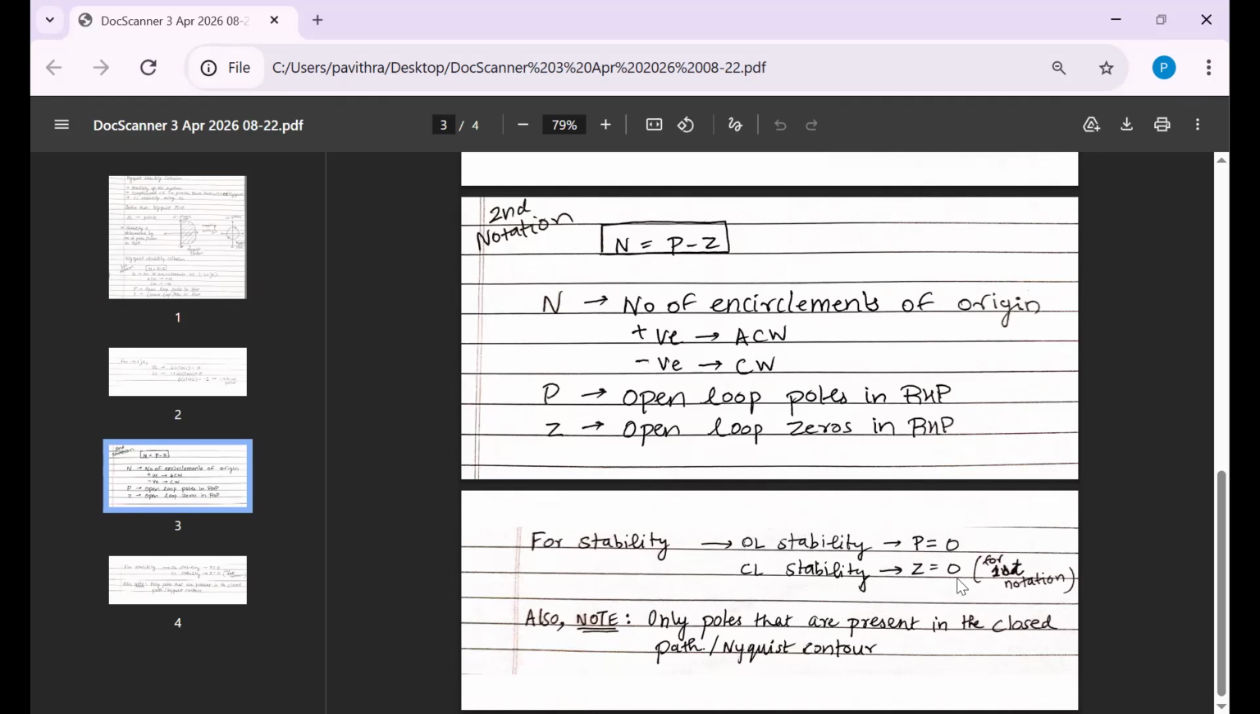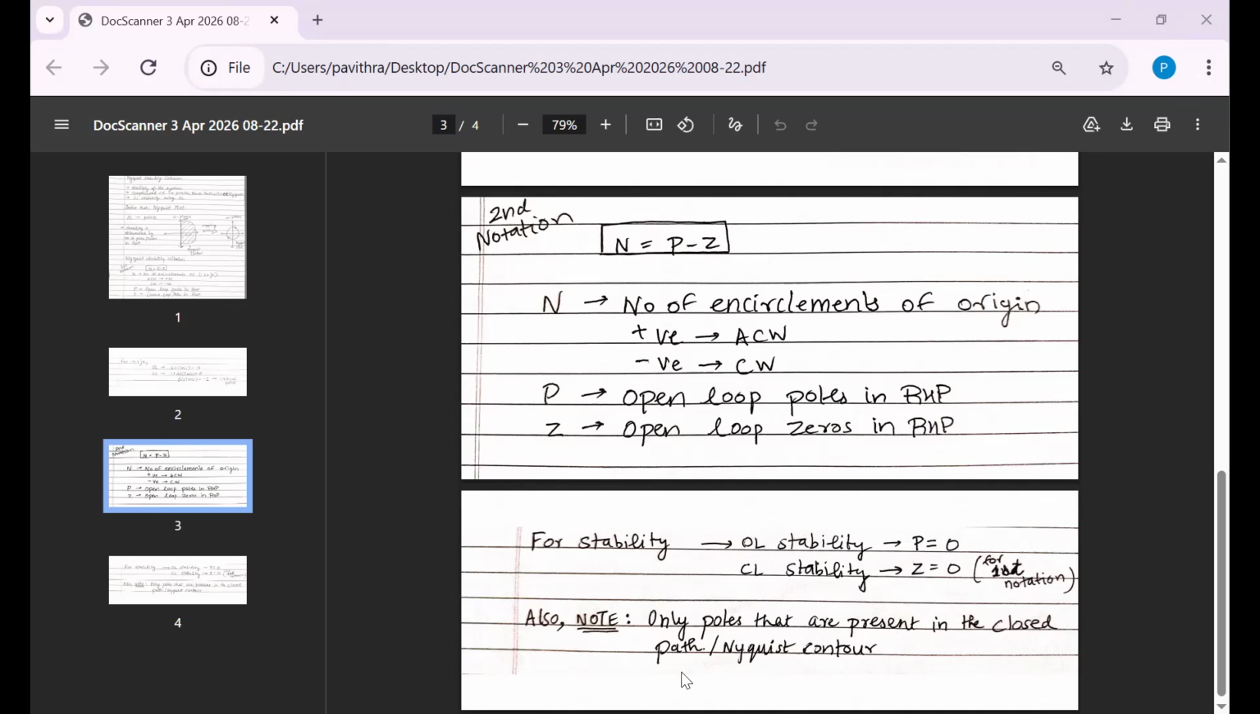Also note that these poles that I'm constantly talking about need to be within the Nyquist contour when we plot it. They shouldn't be something that you figure out at this point. The poles should be inside the Nyquist contour itself. If they're outside the bounds of the Nyquist contour, then they are not something that you should be considering.